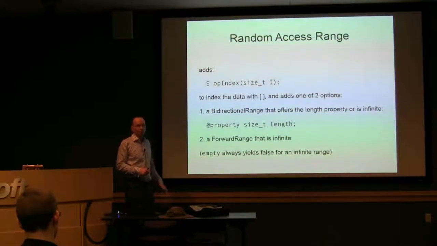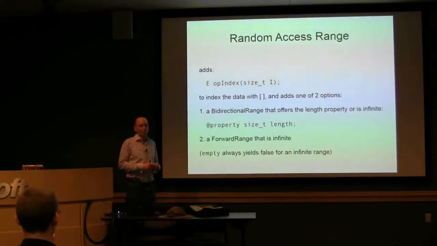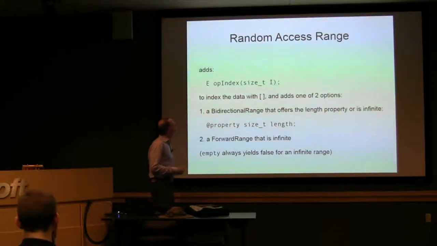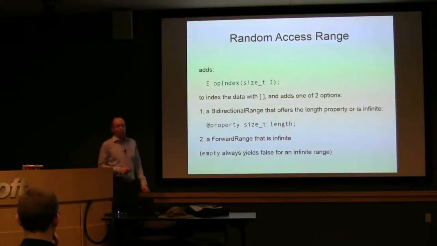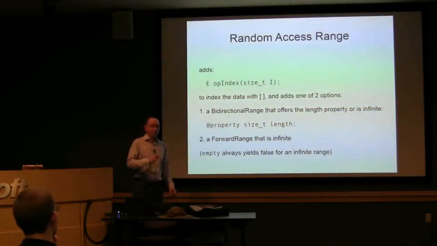Yes, sir. There are two different ways to have a random access range. One is of infinite length, and the other one has a finite length. Would you express both of these in D as the same concept, or are you just describing options as you're describing your components? How do you express an option in D? A compile time option. Okay. You know it's an infinite forward range if empty always yields false, and that can be detected at compile time. So you can tell if it's an infinite range or not. Okay. Statically, at compile time.